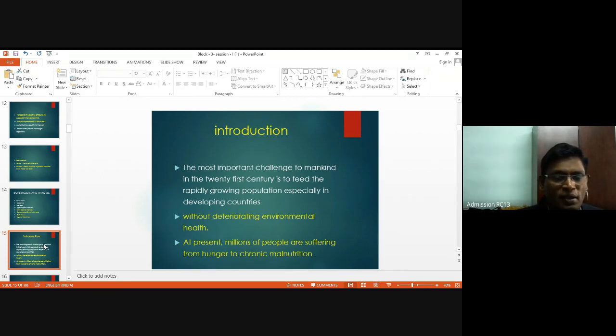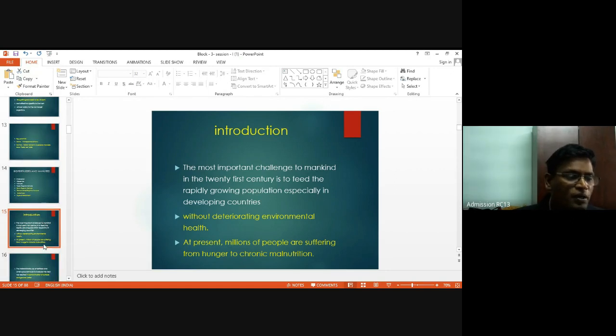And at present, millions of people are suffering from chronic malnutrition. We know why this is an important issue, because in developing countries with an ever growing population, we need to take care of the environmental aspect also. At the same time, we need to take care of the poor people and provide nutrition. If we grow more food, it can be made available to the poor people also.